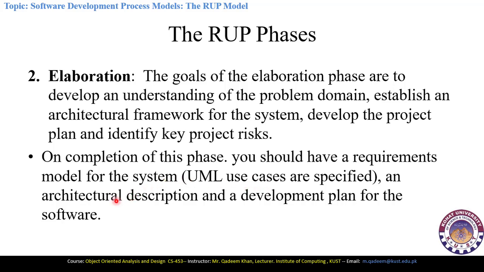Also, after the elaboration phase, we have an architectural description and the development plan for the software. The architecture description contains different components of the system and also their interaction with each other. The architecture defines the quality attributes as well.